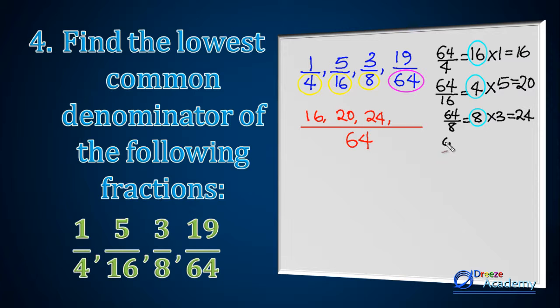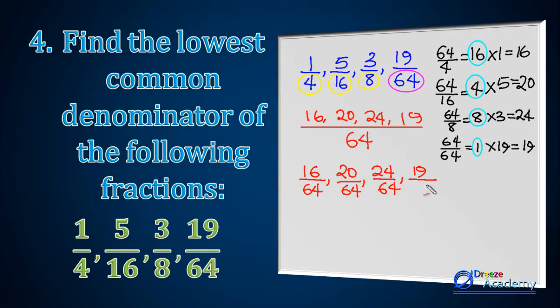Once this is done, you should have an answer similar to this: 16 over 64, 20 over 64, 24 over 64, and 19 over 64. Our concern now is to arrange the fractions in ascending order.